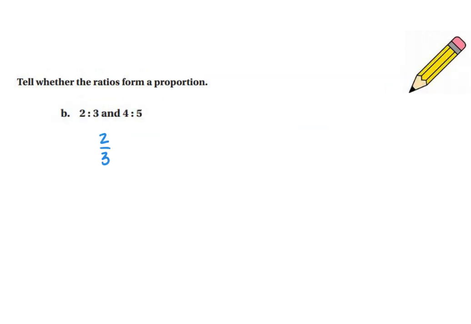We have 2/3 here and 4 to 5, and we're being asked for this section to use the cross product strategy. So 12 and 10, those are not equal, so we're going to say no, these ratios are not proportional.